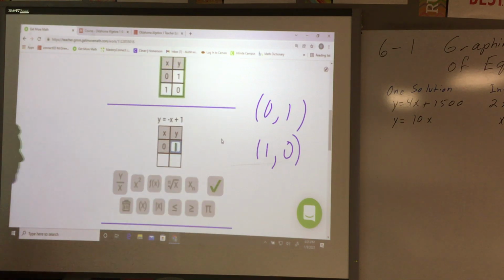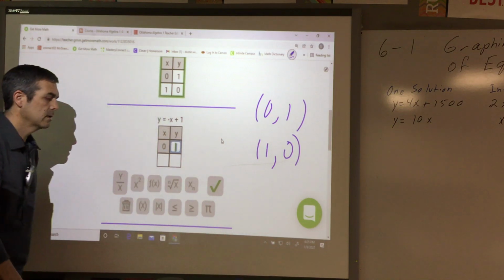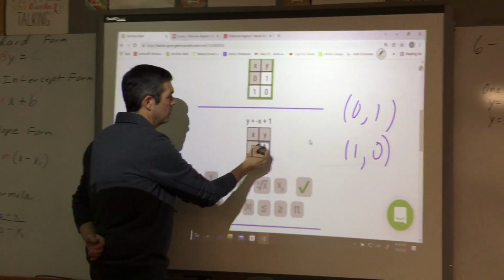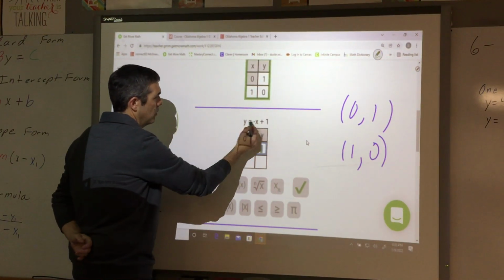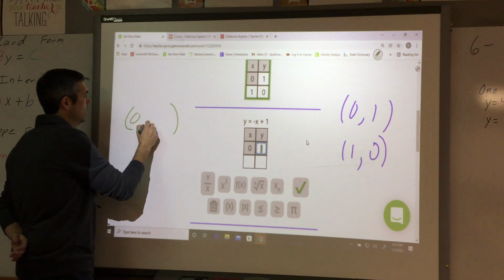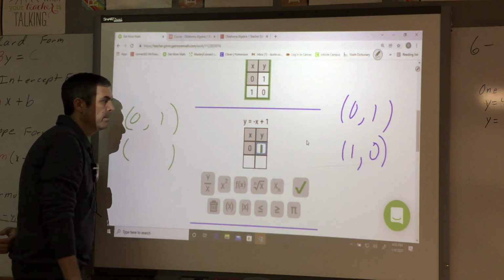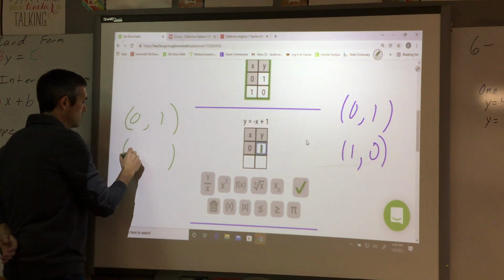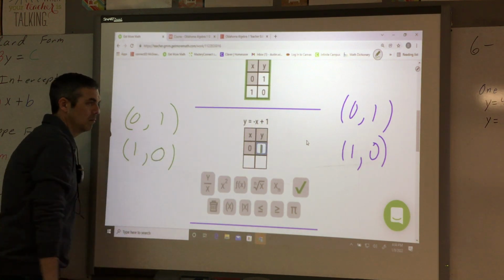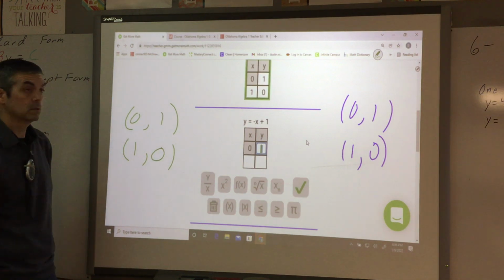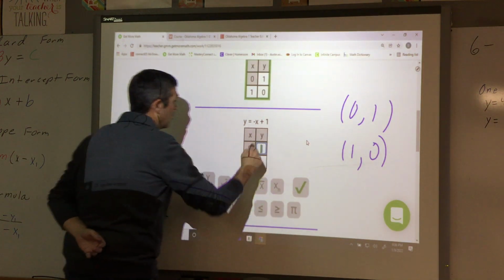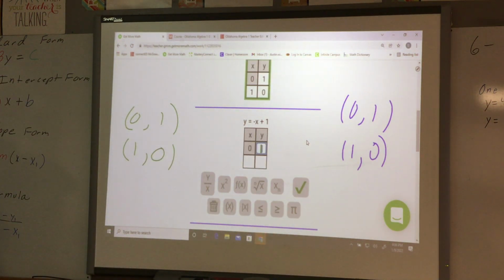Now I'm going to do the same thing. Okay, again, let's keep it simple. Plug in 0 here, y equals 1. Okay. And then let's use 1. Plug in 1, get out 0. What do you notice about your points? They're exactly the same. Okay? They're the same. So you should know what your lines are going to look like.